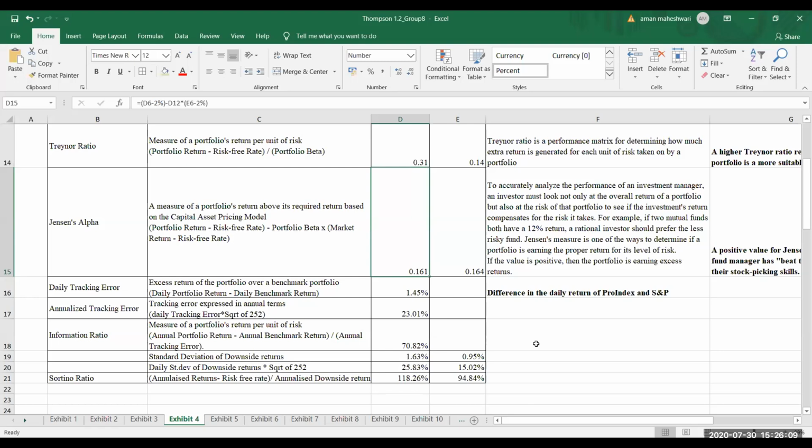Also, the daily tracking error, every investor wants to minimize it, and we have a very minimal value of 1.45%. And lastly, the Sortino ratio. As an investor, you are incurring risk by investing in a mutual fund, but the risk is positive and negative. And as an investor, you would be interested in the negative part. So the Sortino ratio takes into account only the negative risk that you're incurring. So considering only the negative risk also, our return is much higher, which is 118%. So this is why I think you should invest in our Pro Index fund.